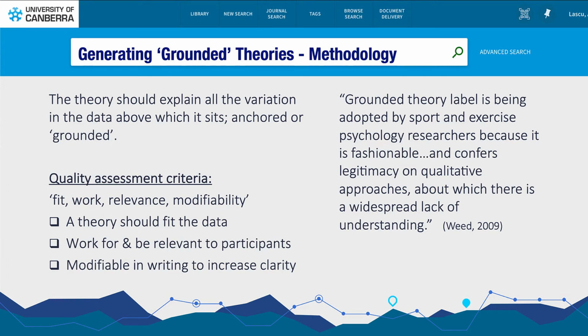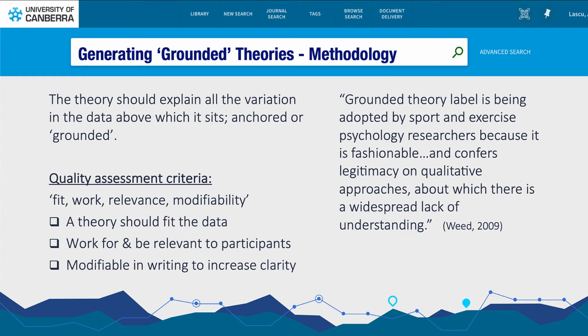The difference about grounded theory is that it should explain all the variations in the data above which it sits, meaning it's anchored or grounded. In terms of quality assessment criteria, it needs to fit, work, have relevance, and be modifiable. A theory should fit the data, it should work for and be relevant to the participants, and be modifiable in writing to increase its clarity. And the grounded theory label is being adopted by sport and exercise psychology researchers because it is fashionable and it confers legitimacy on qualitative approaches about which there is a widespread lack of understanding.